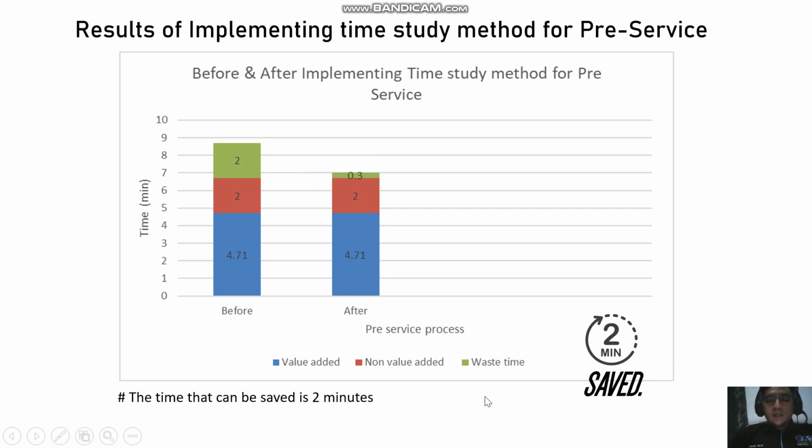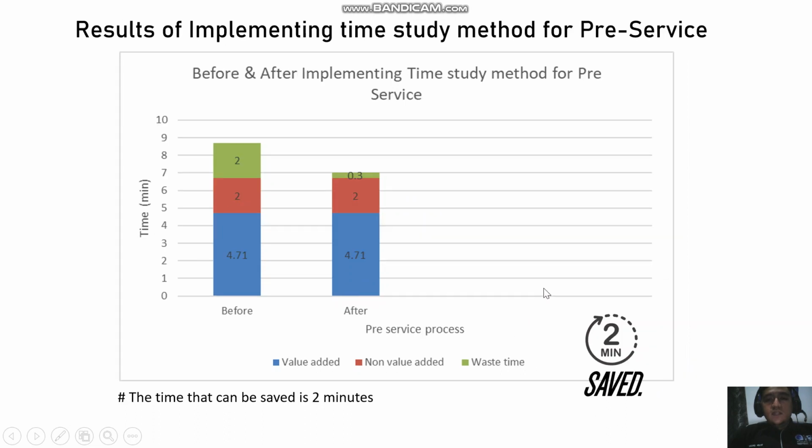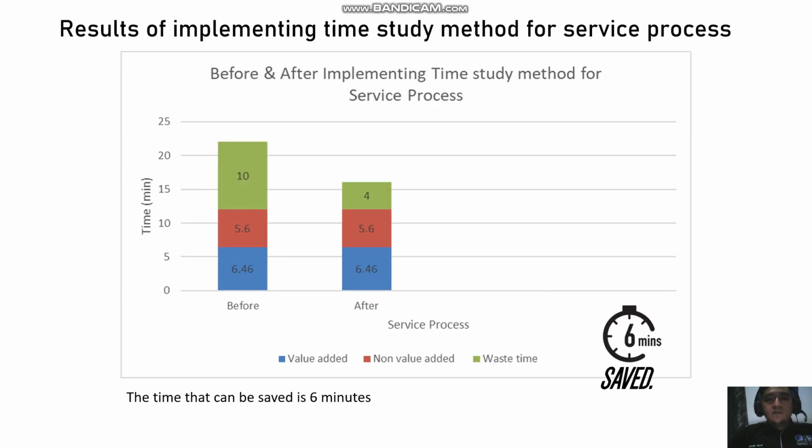Next is the result of implementing the time study method for the service process. We have two graphs. Before, we had 10 minutes of wasted time, and after implementing the time study method for the service process, we have 4 minutes. So the total saved is 6 minutes: 2 minutes for the service and 6 minutes for the service process.